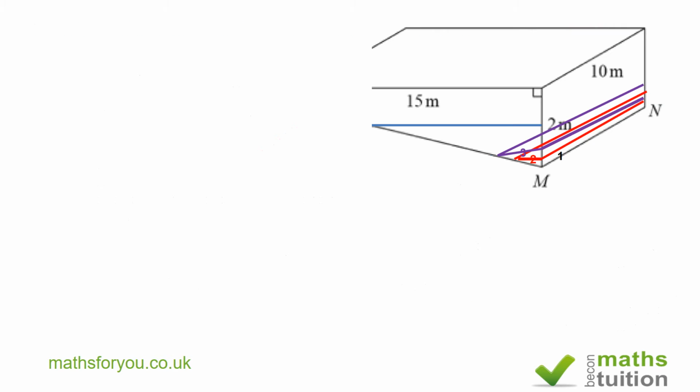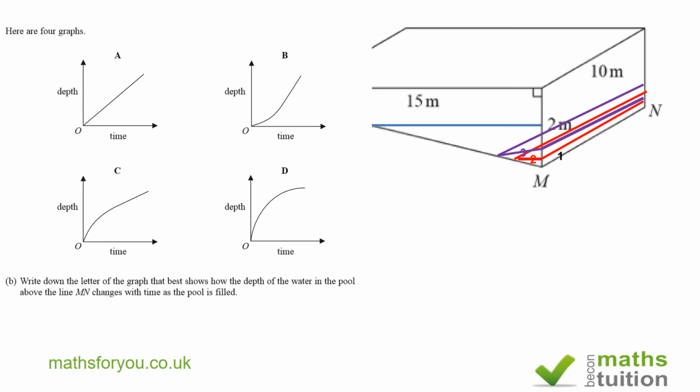Now, this is the second part of the question, which says, here are 4 graphs A, B, C, and D. Write down the letter of the graph that best shows how the depth of water in the pool above the line MN changes with time as the pool is filled. So MN is there. So we're filling the swimming pool above MN, so to speak.